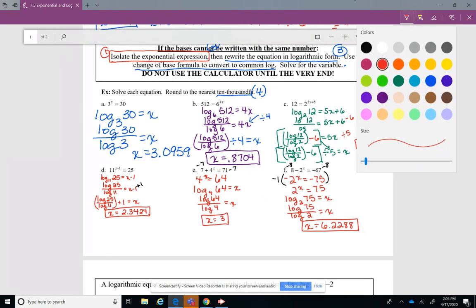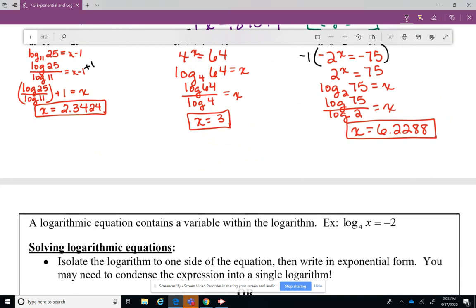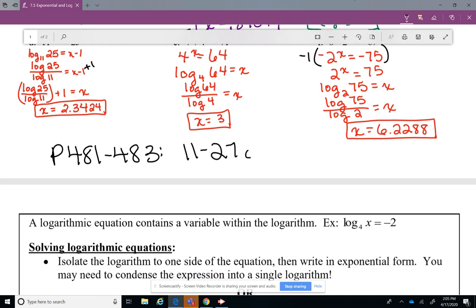All right, let me write your homework for tonight in case that's helping you. Me writing it down here so you don't have to go look it up. All right, this is Exponential Equations, Section 7.4, Day 1, page 481 to 483. You're going to do 11 through 27 odds and problems 67 and 75.